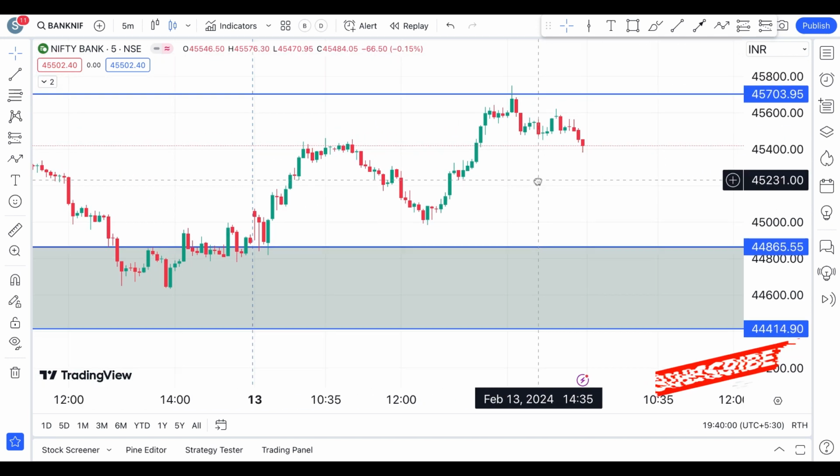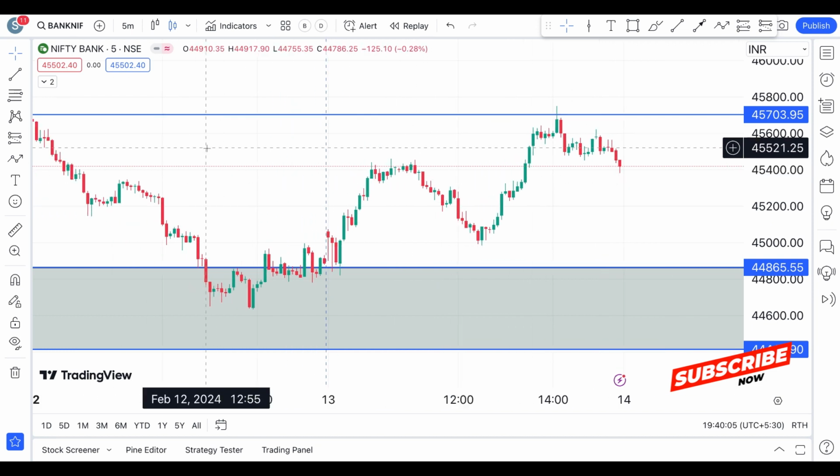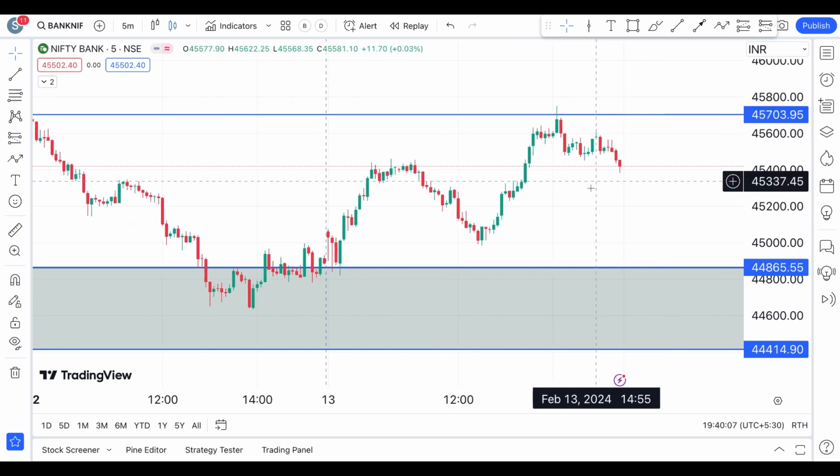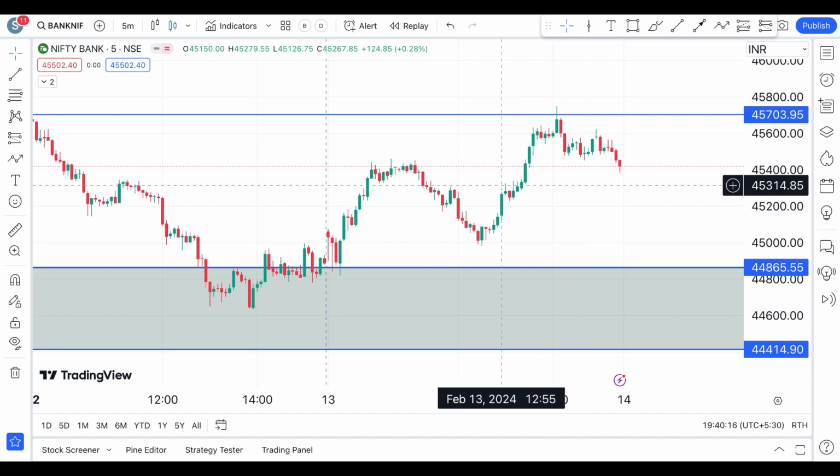You can take confirmation from risk versus reward. Enter only when your risk versus reward is greater than one. All right, so that is how it would have been. That is what there is to learn in the price action of Bank Nifty on a 5 minute time frame today.